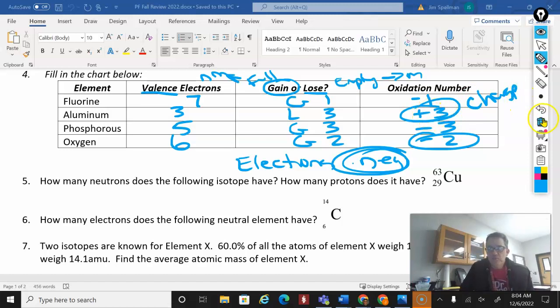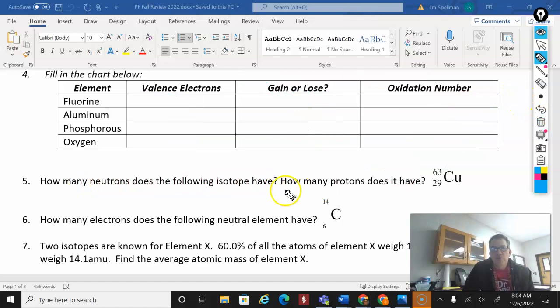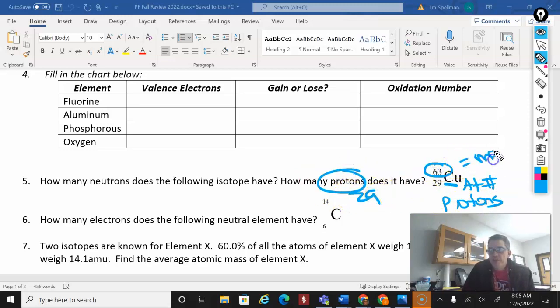Switching gears, how many neutrons will something have? All right, so think about our format here. If you needed to double check, look at the periodic table. You would see that 29 is the atomic number. The atomic number is the number of protons. So the number of protons is 29. This top number is the mass. Mass is the protons and the neutrons added together.